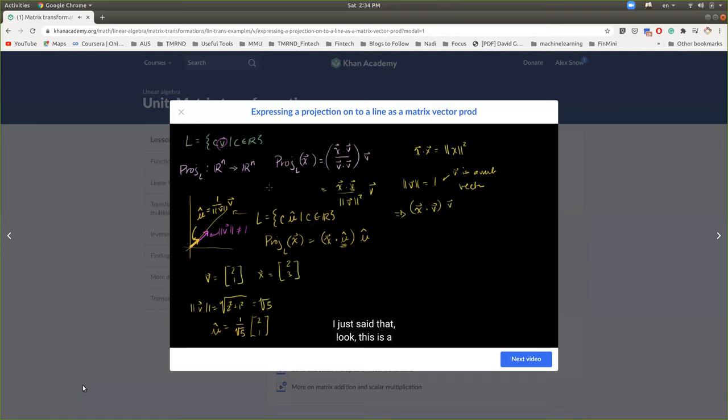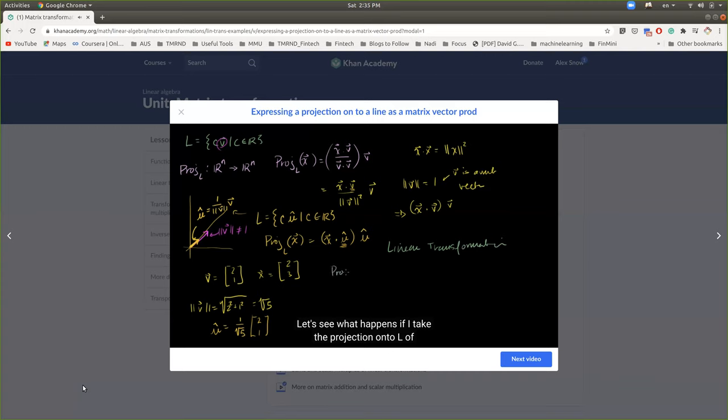Now, I just said that this is a transformation from Rn to Rn. The one thing that we're not sure of just yet is, is this a linear transformation? And I said we can always write it like this. So let's see if this is always going to be a linear transformation. There are two conditions for it to be a linear transformation.